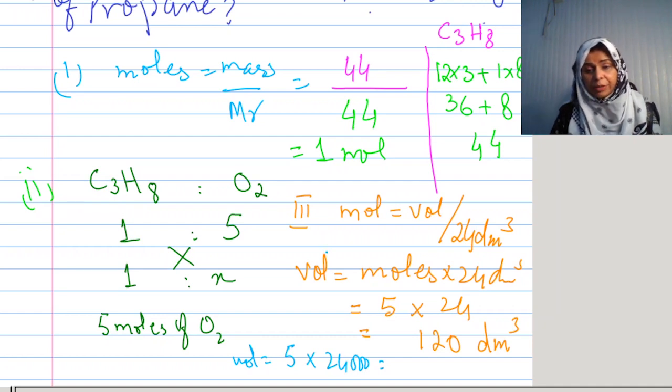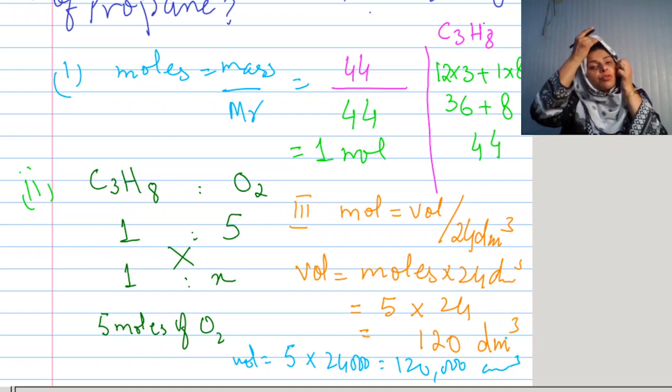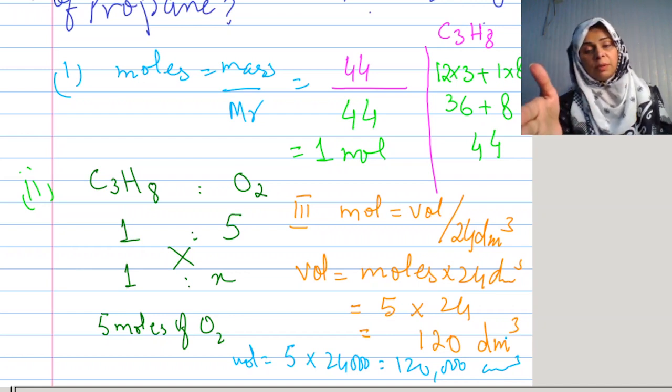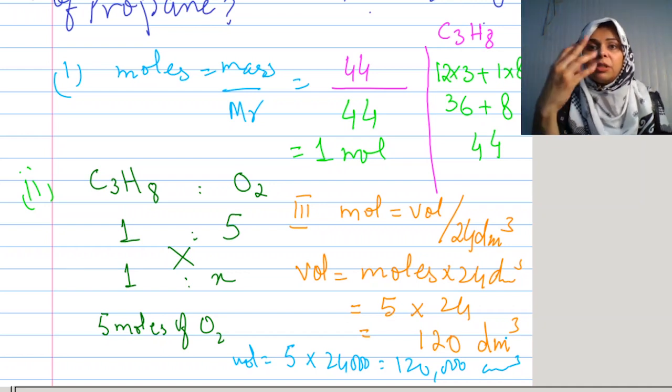Yes, 120 and 30. Yes, of course. This is the value for the centimeter cube. So don't forget how to do these questions which are based on chemical reactions. So guys, this is very important to learn the three steps.